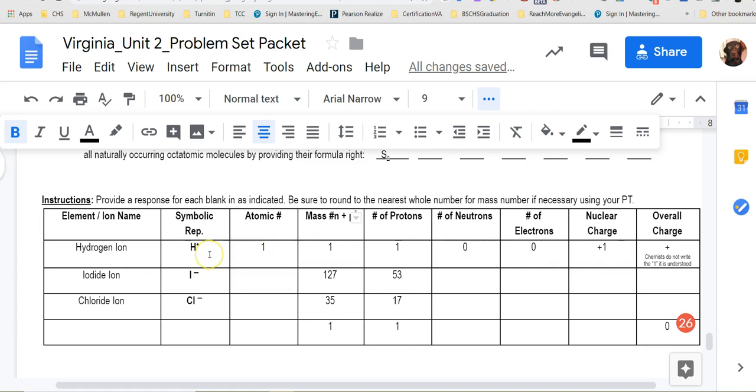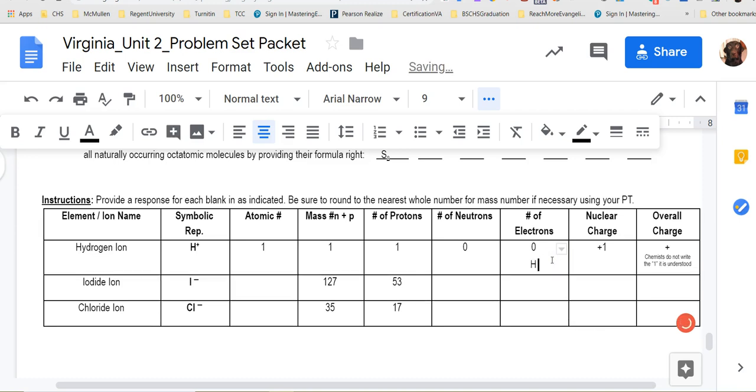In order for a cation to occur, we have to have lost an electron. So hydrogen lost 1 electron, and when you lose electrons, you become positive. So it has a positive charge of 1. That's telling us it lost 1 electron, which means it now has no electrons because hydrogen only had 1 to begin with.